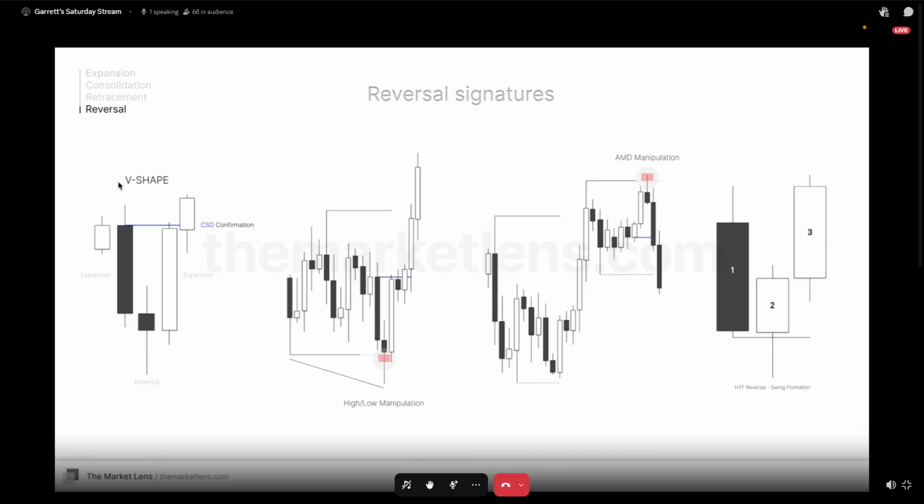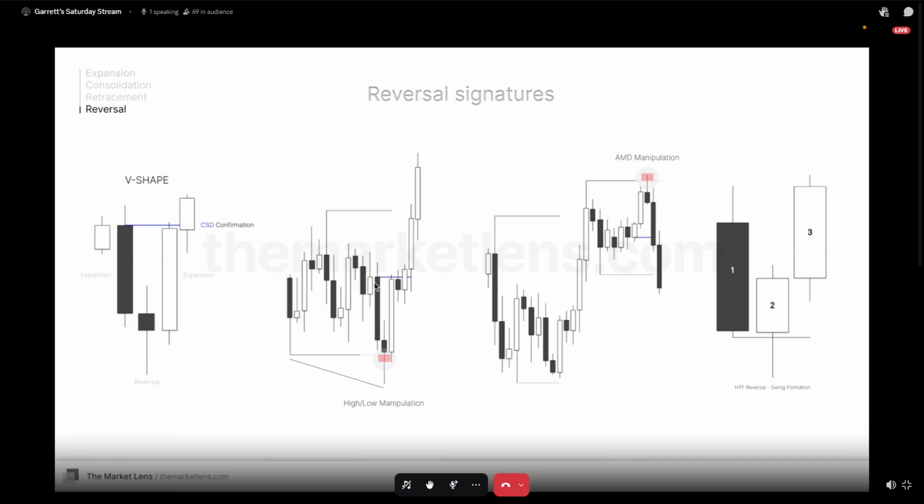That's what it's going to look like. Often going to look like a V shape, right? Or like a BPR, balanced price range, where you have a fair value gap on both sides. This is something you really want to see on the lower time frame. It can be on any time frame really. And then you confirm it with the CSD, obviously, and we want to pair it with an SMT.